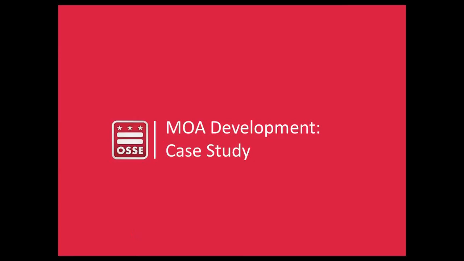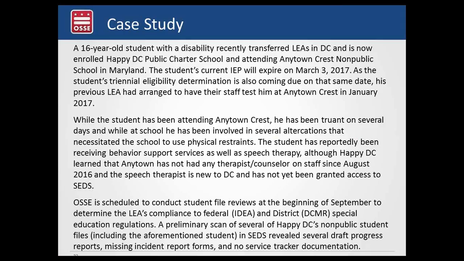So first we'd like to review a case study. I'll give you a moment to review the following text, and I can just read through it as well. A 16-year-old student with a disability recently transferred LEAs in DC and is now enrolled in a public charter school and attending a non-public school in Maryland. The student's current IEP will expire within the next weeks, as the student's triennial eligibility determination is also coming due on the same day.